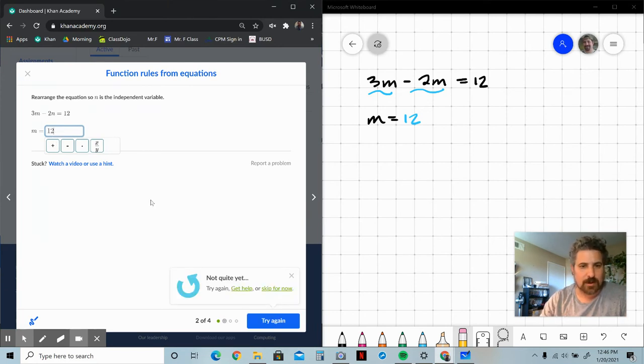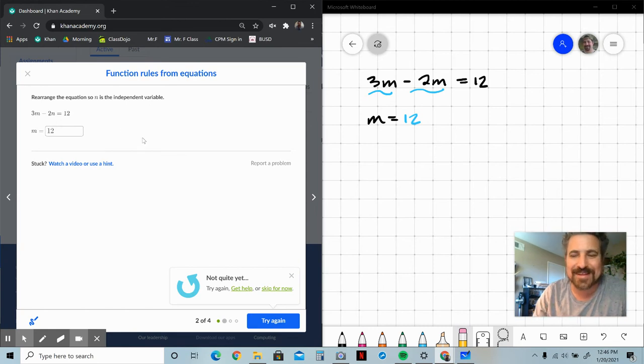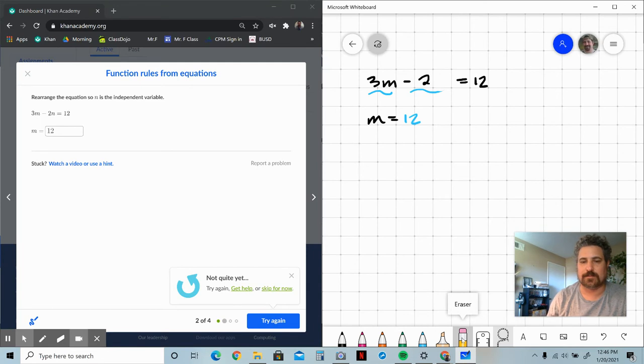It's not quite yet. What did I forget here? It says rearrange the equation so n is the independent variable. Oh, that's funny. I misread the second one there. It's not 2m, it's 2n. So I got to erase this here and change that to n. Now we can solve. My bad. First things first, read the letters carefully. Don't make a silly mistake like I just made.